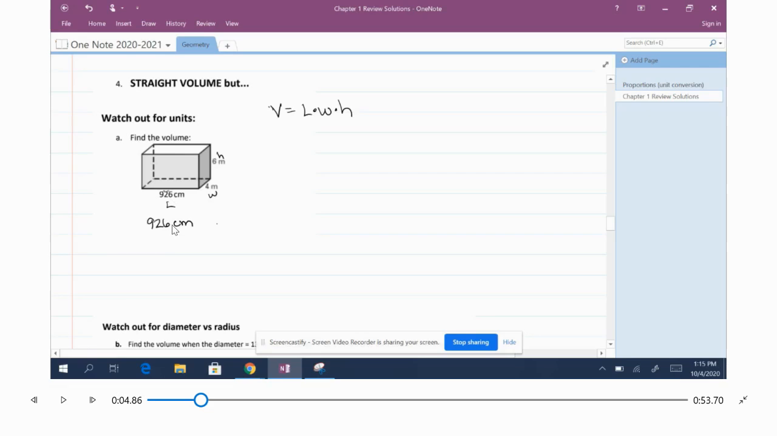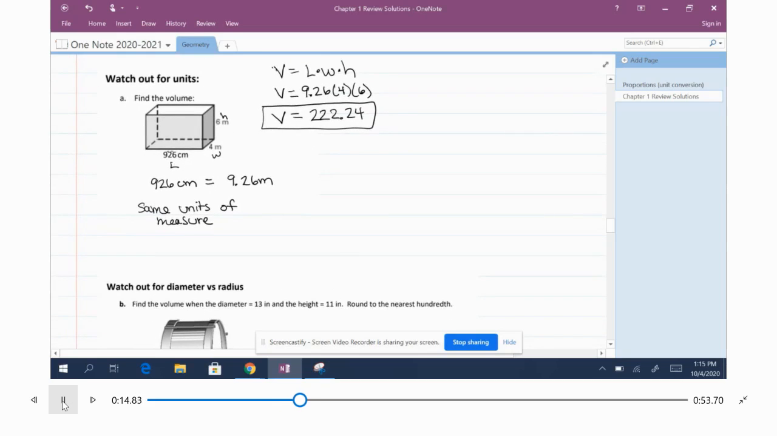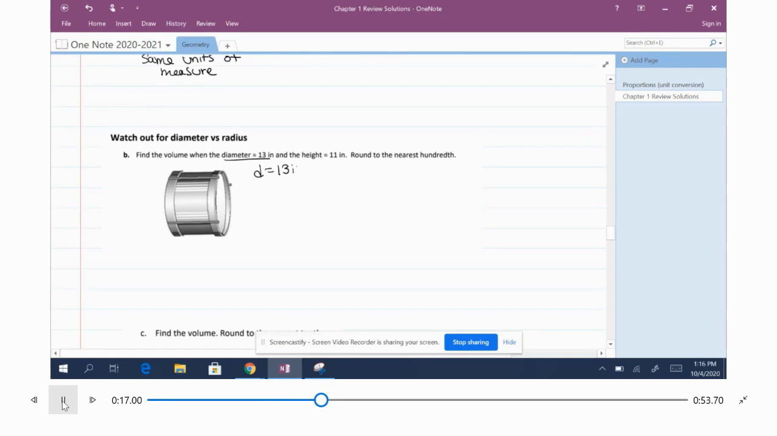So I'm going to just move the decimal back 2 places, centimeters to meters. Move the decimal 2 places back, or divide by 100. Okay. Now we just plug into the formula and solve. That's it. Next one, they gave us diameter.